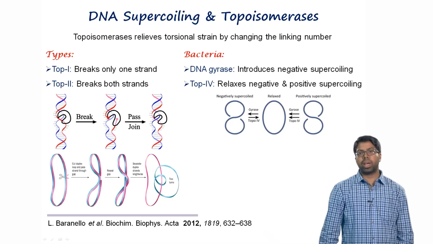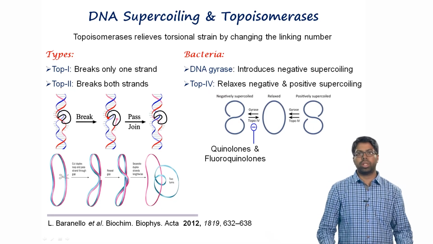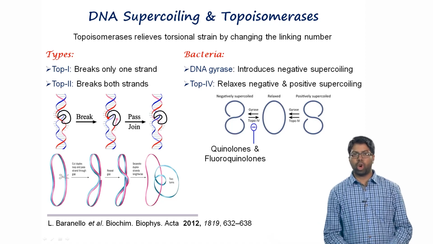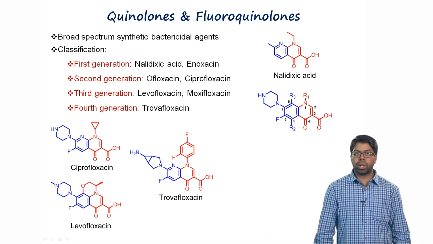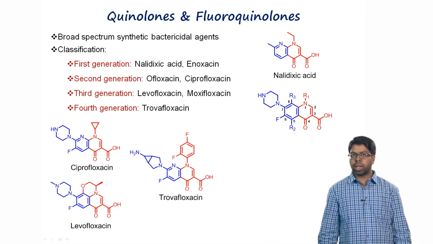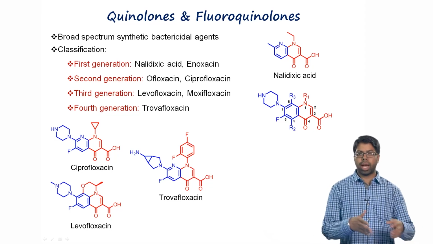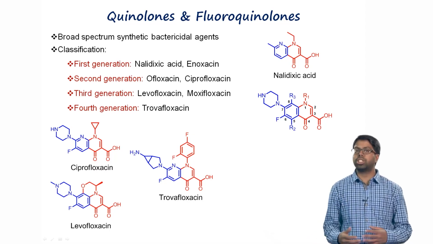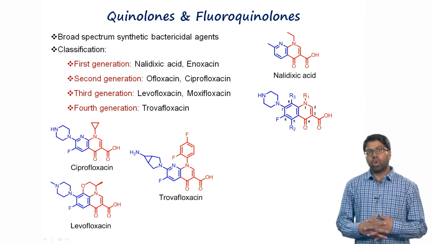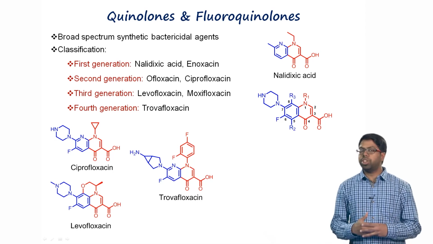And these enzymes are the targets for the antibiotics such as quinolones and fluoroquinolones. So here these quinolones and fluoroquinolones are broad spectrum antibiotics. Again, they are bactericidal in nature because they are going to inhibit this DNA gyrase and topoisomerase 4, which inhibits the replication of bacteria, and that's how the bacteria is going to be killed. These fluoroquinolones can be further classified into different generations.